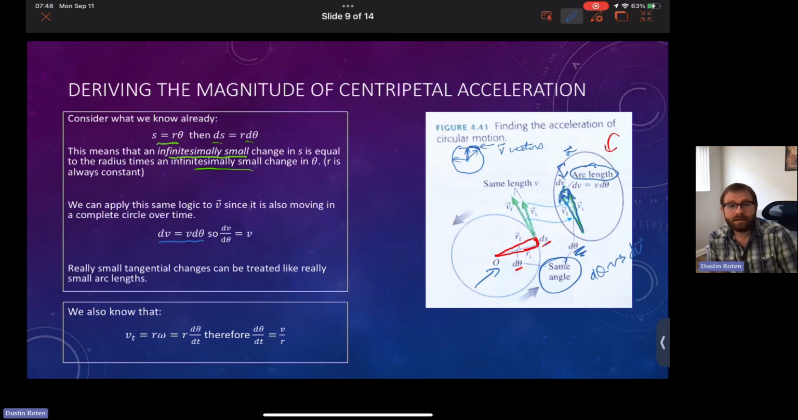So essentially, dv equals v d theta. Any small change dv is just going to be the length of the vector v times that little change in the angle. So we can rewrite that as dv over d theta equals just this constant v, the length of our vector. Essentially, really small tangential changes can be treated like really small lengths.